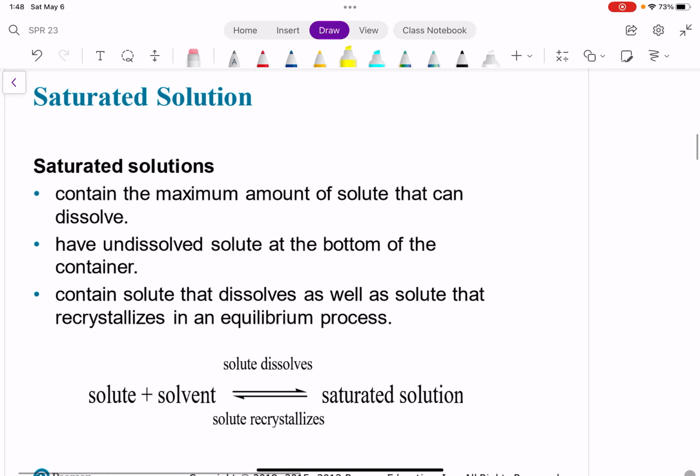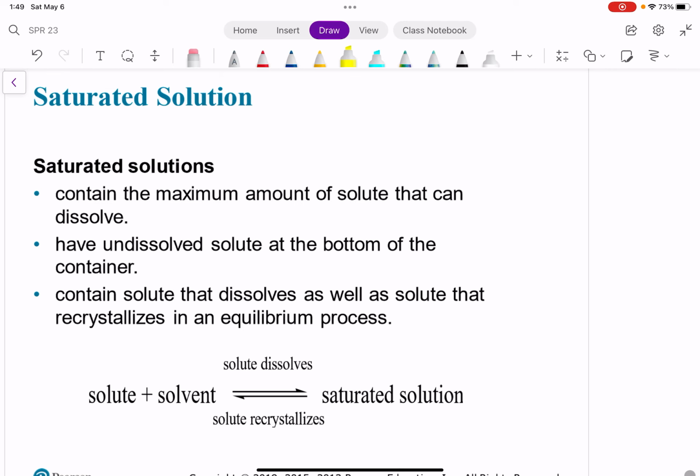Whereas in a saturated solution, we've added so much of our solute that we've added the maximum amount that can actually dissolve. Okay, so saturated solutions contain the maximum amount of solute that can dissolve. They usually also have undissolved solute at the bottom of the container. So we're adding our solute, adding our solute, reaching that saturation point, and then we're seeing that undissolved solute at the bottom of the container.